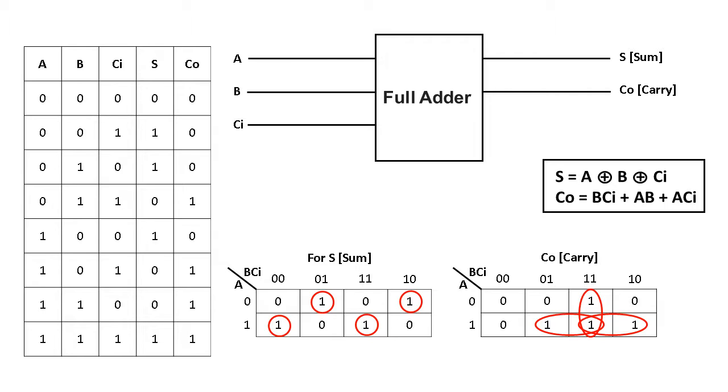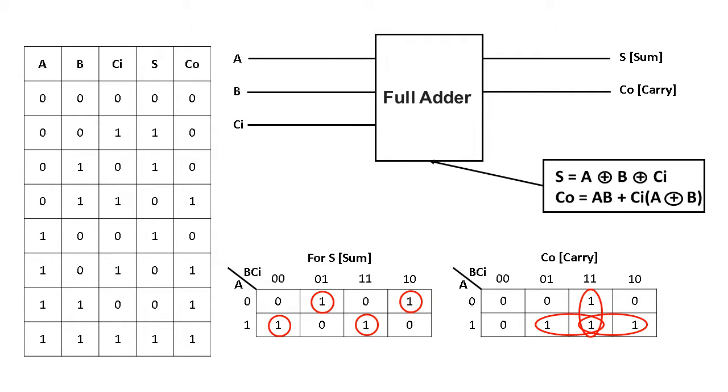And what will be the carry output function? To derive the carry output function, the formula drawn from this K map is B Ci, you can observe the position of B Ci through the group of ones, plus AB plus A Ci. So this logic has been implemented in this full adder.